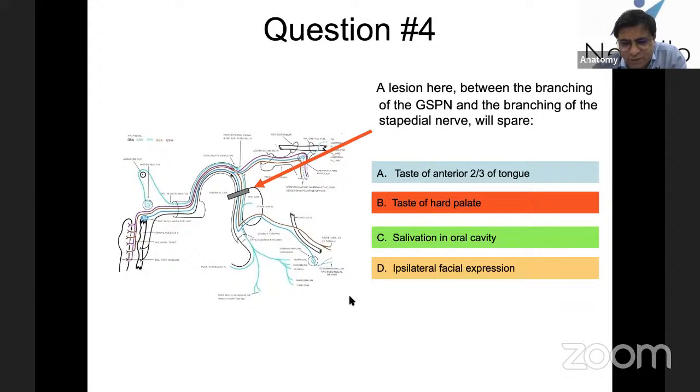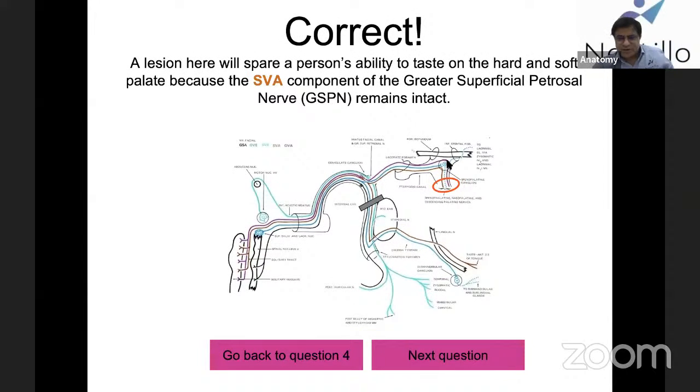Ipsilateral facial expression, yes, that will be lost because the motor fibers to the muscles of facial expression are also being blocked. So they've asked what will be spared? So taste of the hard palate will be spared, right? Because this is the only branch of the facial nerve which is left after a lesion at this point. Okay, that's the greater superficial petrosal nerve.